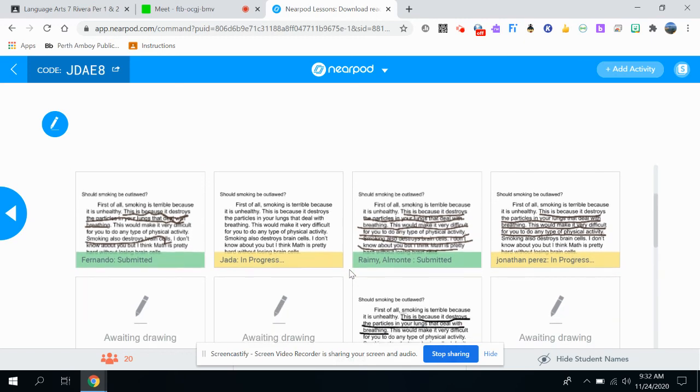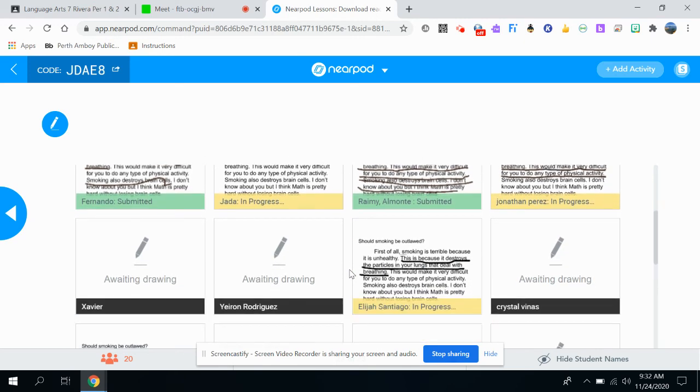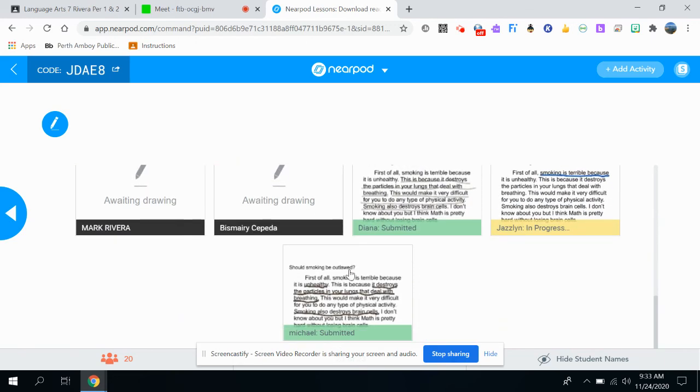Good job, Mr. Almonte. Make sure you are underlining everything that would be considered details in your body paragraph. Make sure you're logged into Nearpod. And then the code is this if you got kicked out. I don't know if you got kicked out. I submitted the thing. I don't know if you got it because it was lagging a little bit.